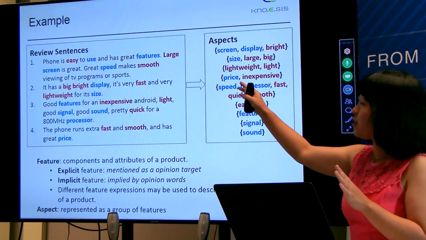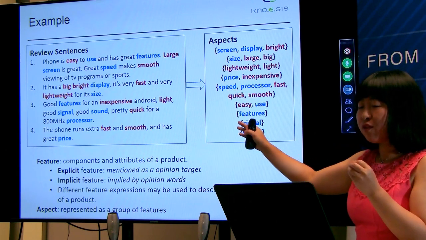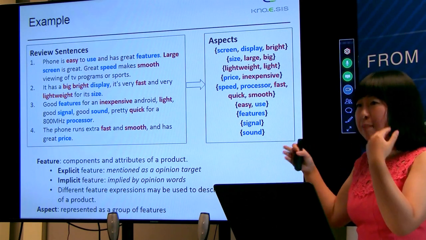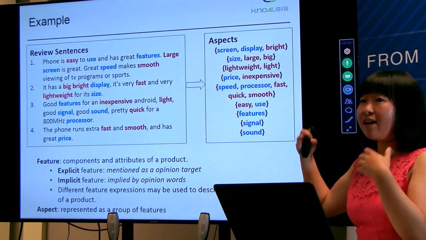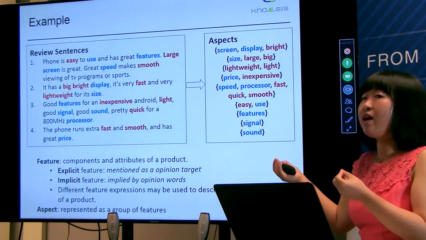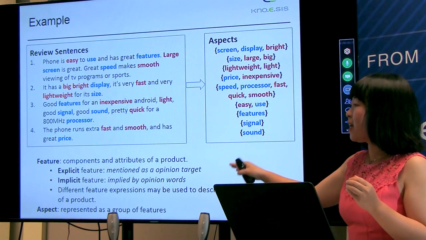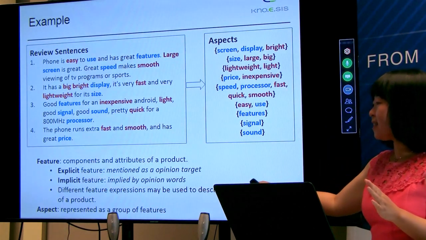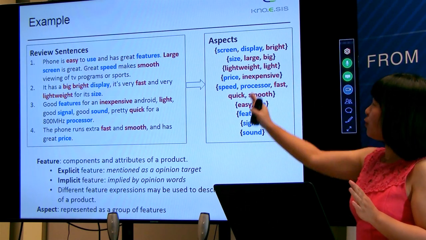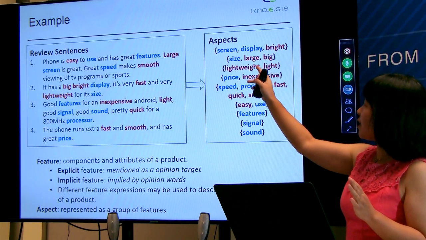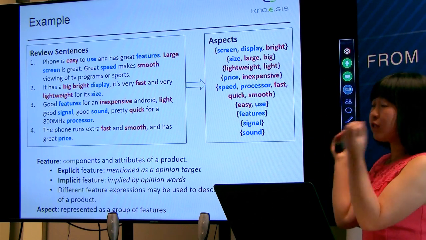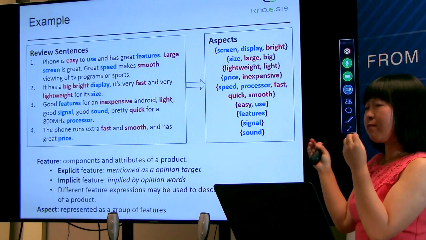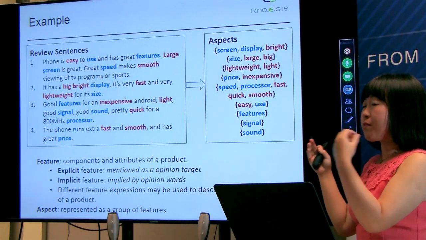For these red words, like easy, large, smooth, we call them implicit features because they imply the feature, like large implies it's an opinion about size, right? So we want to identify both the explicit and implicit features and group them into aspects. Aspects can be represented as a group of features. So in this output, we can see that bright, display, screen, these three features have been grouped together as the aspect screen. Size, large, big, these three features have been extracted and grouped together to represent the aspect size.